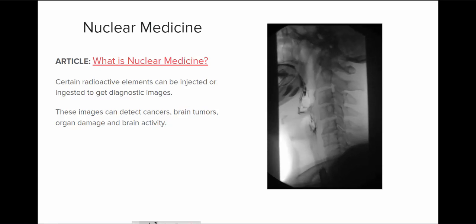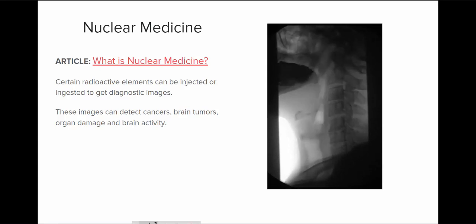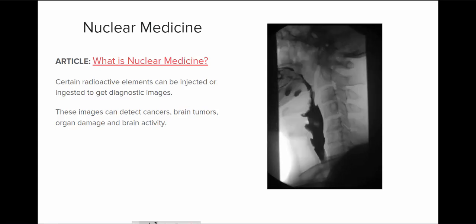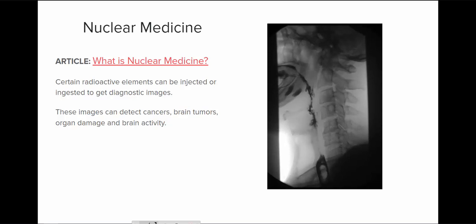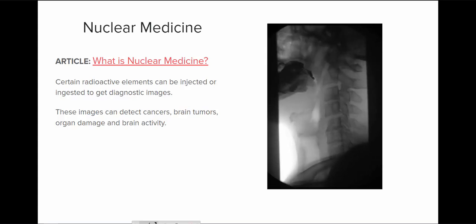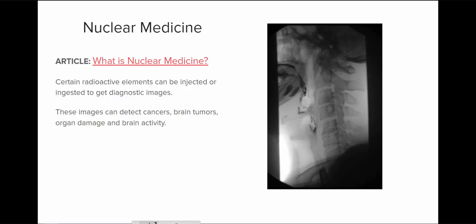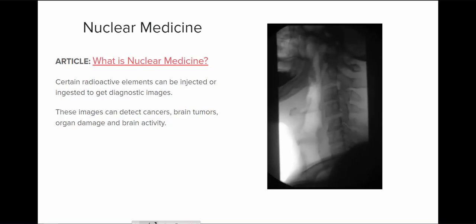Well, there's different reasons. And it lists right here, they get cancer, brain tumors, organ damage, and brain activity by analyzing these things. Because the thing is really only bones show up in X-rays. So if you want something else to show up, well, you need a way for it to give off X-rays. And so there's different things, there's different pills, there's different materials that we can have people swallow, or we can inject them.